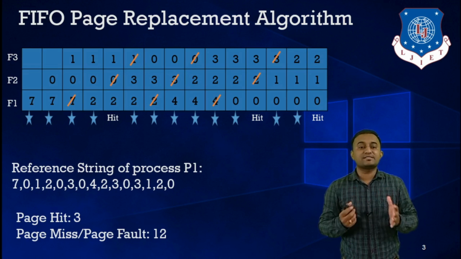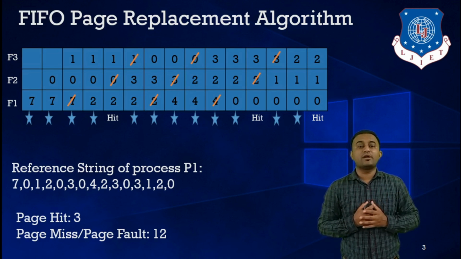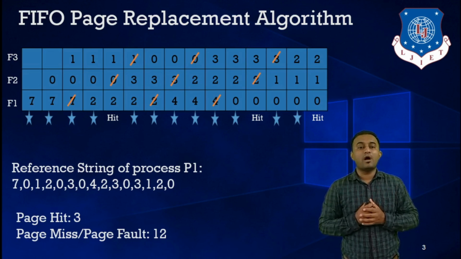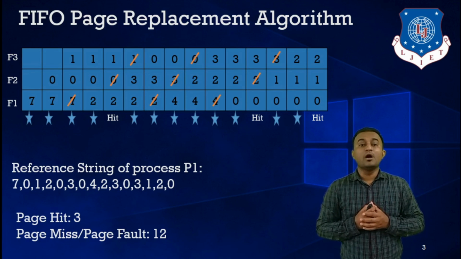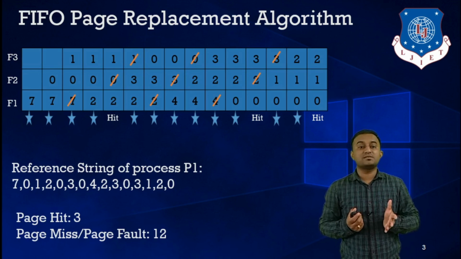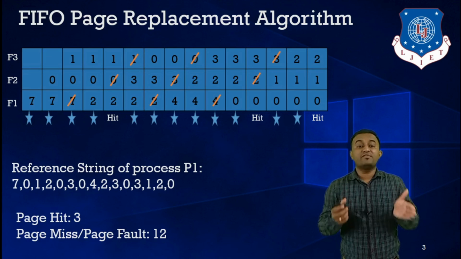And if somebody asks you what the hit ratio and miss ratio are, we can easily calculate them with the help of this set of outputs we have: hits are 3 and page faults are 12. And how many pages do we have in total? We calculate 3 plus 3 is 6, 6 plus 3 is 9, 9 plus 3 is 12, and 12 plus 3 is 15, so in total we have 15 pages.